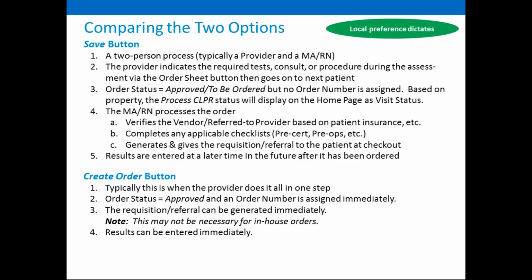For instance, if you use the Save button, this is going to be a 2-person process. Typically, this is in a scenario where the doctor, such as in a busier type practice, where the physician doesn't want to be concerned with the administrative aspects. He doesn't care based on insurance what vendor the patient needs to go to. He just wants to say, do this lab, do this radiology, go to his next patient, and then let the MA or the RN come in and worry about it at checkout. So in that case, the doctor's going to use the order sheet just to tick off the tests he wants, go to the next patient. So he will save the tests he wants so that the nurse or the MA can come in behind and complete the order. That would be the two-person process in conjunction with the save button.